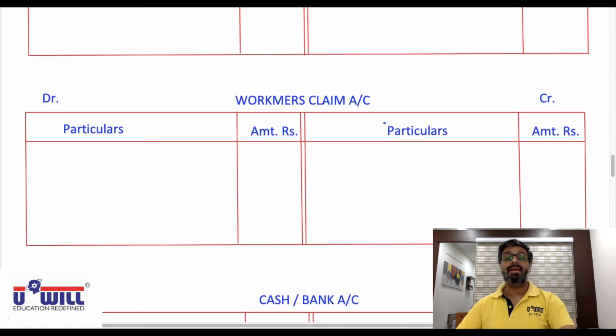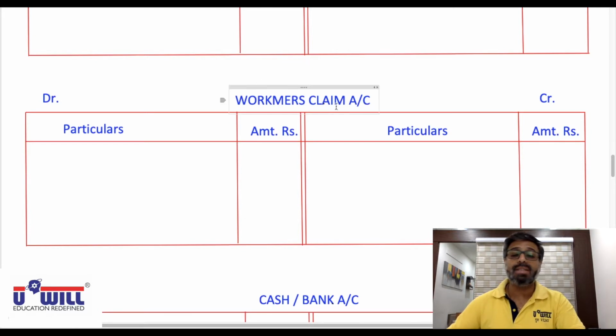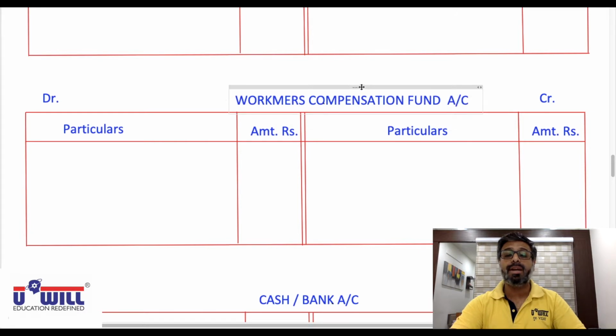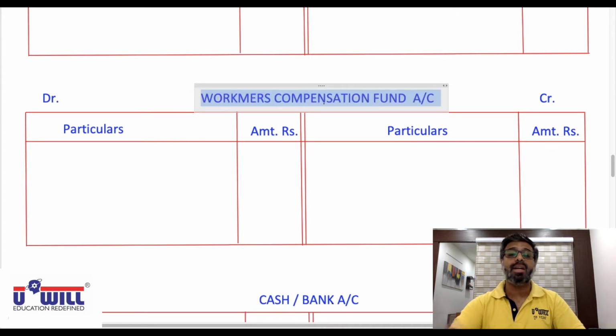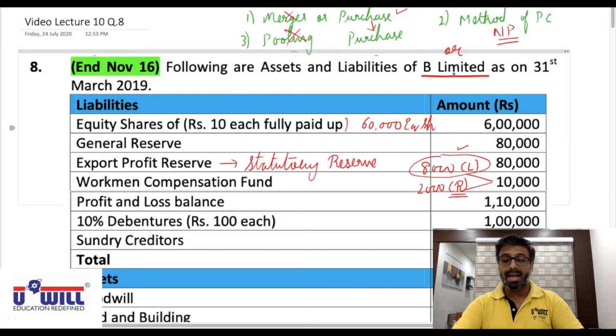Also, we have to make workers claim account. Whichever liability is not taken over, listen carefully and rewind if required. Whichever liability is not taken over by transferee company, we have to make that ledger account, because that liability is going to be settled by the transferor company itself. So workmen's compensation fund account, or you can make workers claim account, any of the two. Ideally workmen's compensation fund account. 8,000 of liability is not taken over, so that ledger account will also be prepared. How many lines? 3 to 4 lines are sufficient.